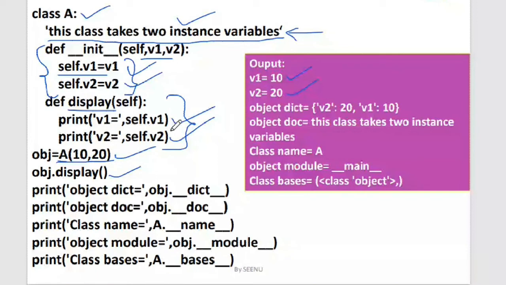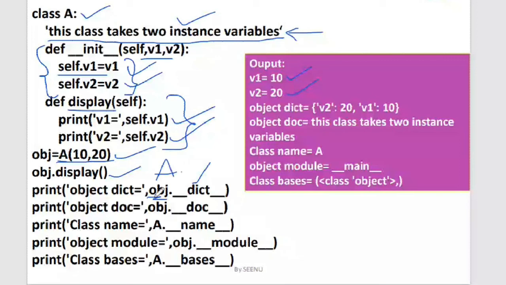Now let us look into how to use the dict attribute. I already told you it should be a fully qualified name. So I need to give the object, or even if I give the class name with a dot, it will work, because it is just to give the namespace of a class or an object. Here I have taken the object. You can also try it with the class name dot underscore underscore dict underscore underscore.